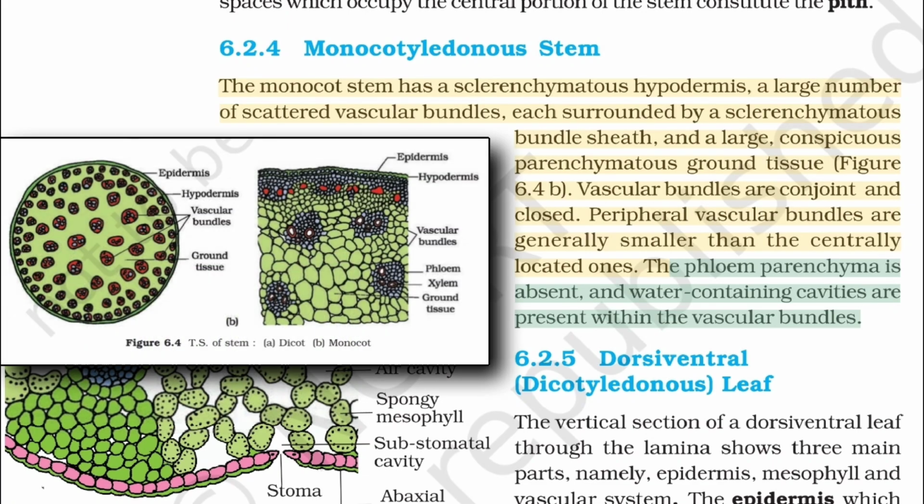6.2.4 Monocotyledonous stem. The monocot stem has a sclerenchymatous hypodermis, a large number of scattered vascular bundles, each surrounded by a sclerenchymatous bundle sheath, and a large, conspicuous parenchymatous ground tissue, figure 6.4b. Vascular bundles are conjoint and closed. Peripheral vascular bundles are generally smaller than the centrally located ones. The phloem parenchyma is absent, and water-containing cavities are present within the vascular bundles.